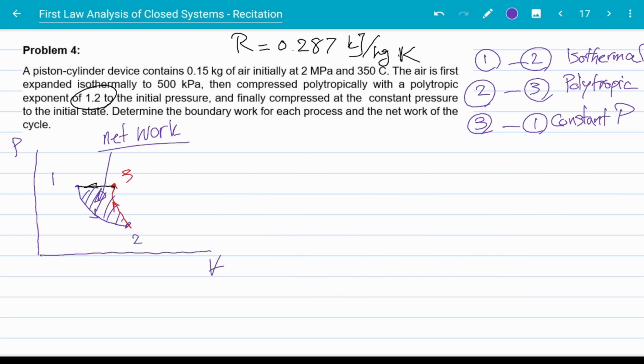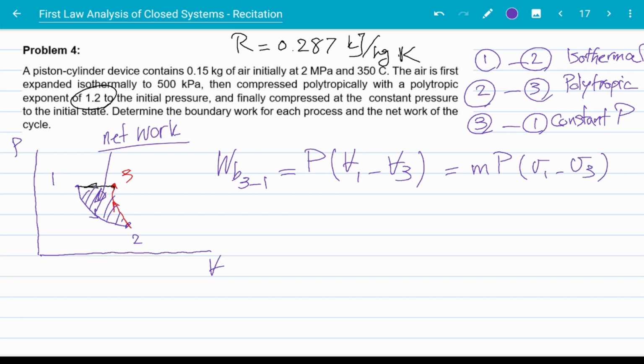Now the final process is from 3 to 1, another compression, this time with constant pressure. So the work from 3 to 1 we know is the pressure times volume 1 minus volume 3, or mass times pressure times specific volume 1 minus specific volume 3. Now we know the mass, we know the pressure, we need to find the specific volumes. In order to find the specific volumes of 1 and 3, we are going to use the ideal gas equation. P specific volume is RT.